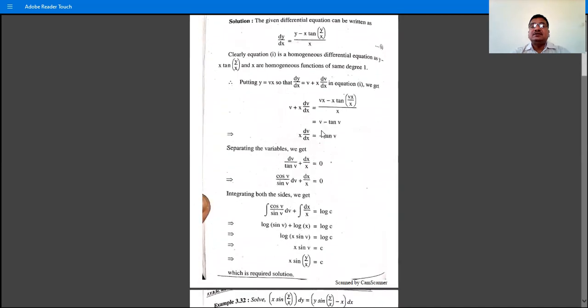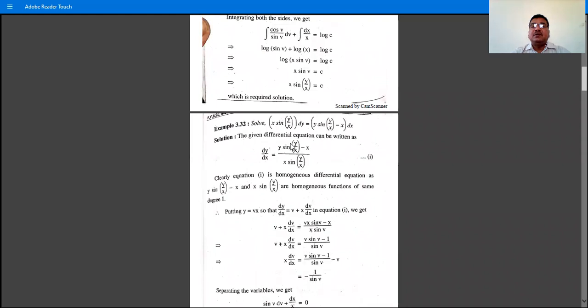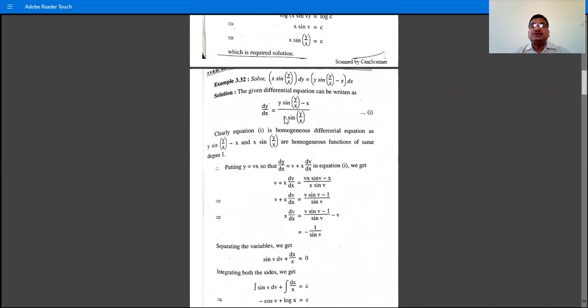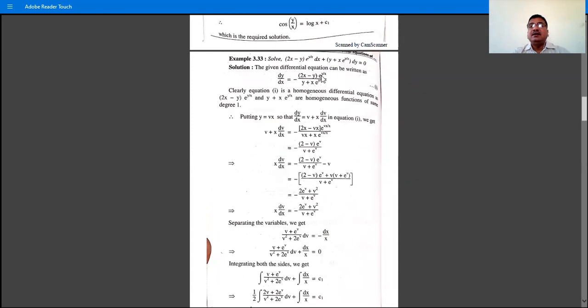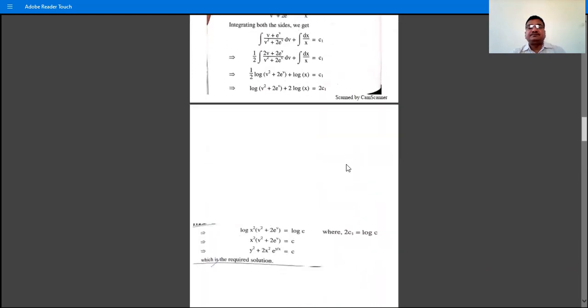So how can we check this? y sin(y/x) minus x is a homogeneous function of degree 1. This x sin(y/x) is a homogeneous function of degree 1. How can you check this for a homogeneous function? If you consider y sin(y/x) minus x as f(x,y), and we find f(tx,ty), then it is t raised to n f(x,y). So this is a homogeneous function of degree 1. Similarly, 2x minus y e raised to y/x is a homogeneous function of degree 1. y plus x e raised to y/x is a homogeneous function of degree 1.